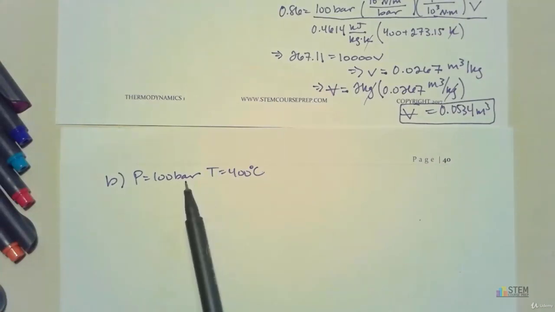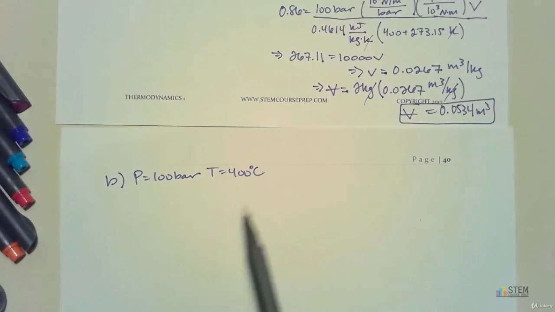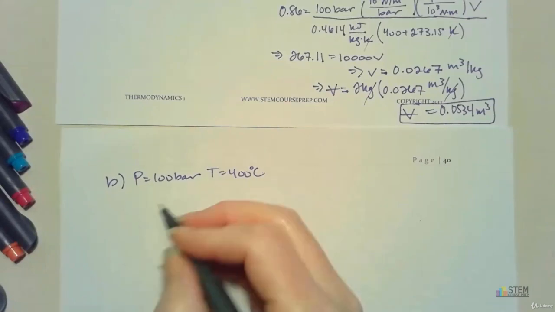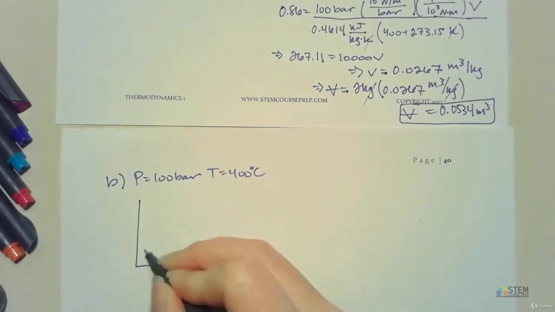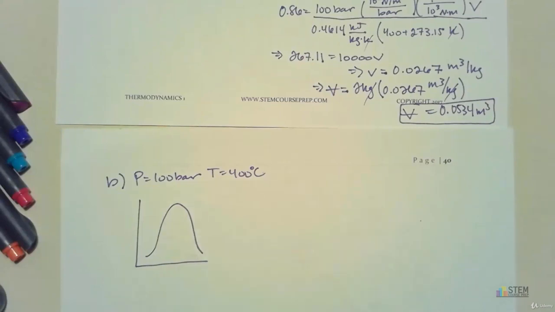So again, you're going to have to figure out what you have. Do you have compressed liquid? Do you have liquid vapor mixture? Do you have superheated vapor? You're going to have to figure that out. Let's draw our vapor dome here to figure out what we've got.